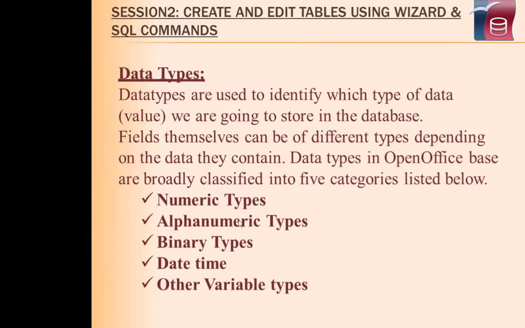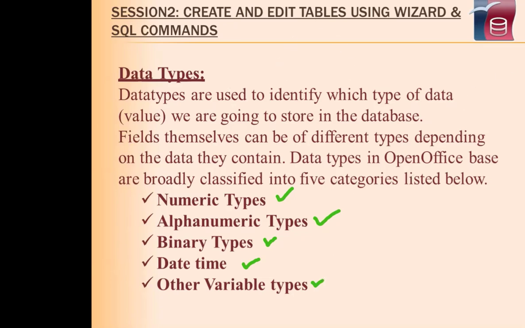Then there is something called data type. Now, data type is normally used to identify what type of data we are going to store in a table. There are different types of data types. One is numeric, where we are storing only the numbers. Then alphanumeric, where we are storing the alphabets and the numbers. Then binary, where we are storing either 0 or 1 or true or false. Date and time, where we are storing the date and time, say, for example, date of joining, date of birth. Then other variable types like storing the pictures and anything else. So this is called the data type.